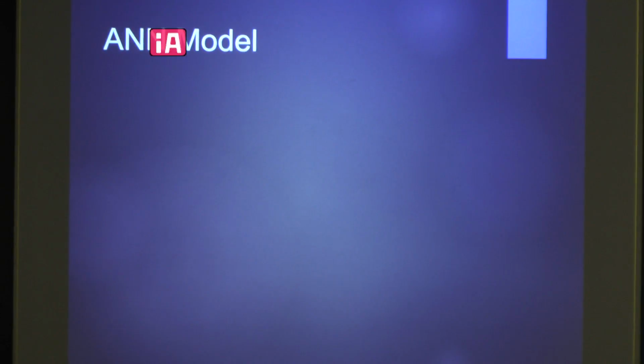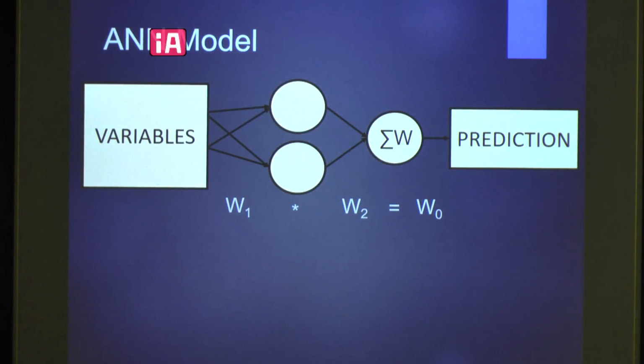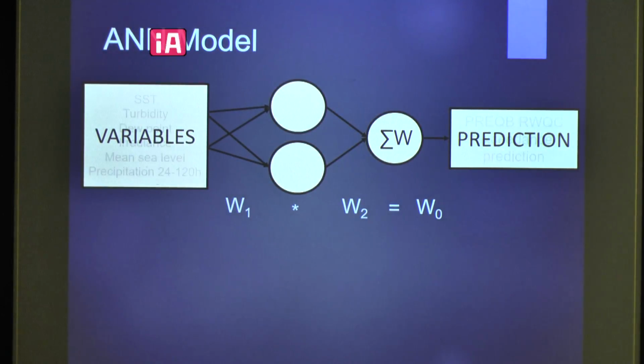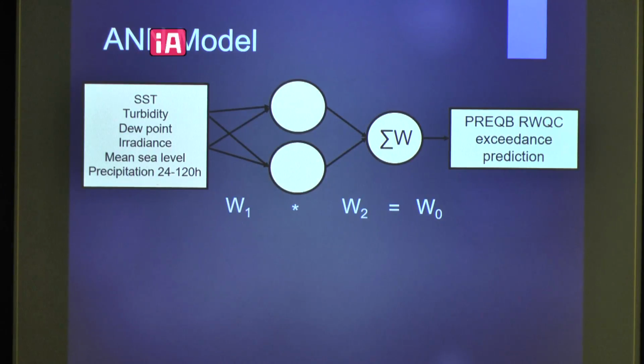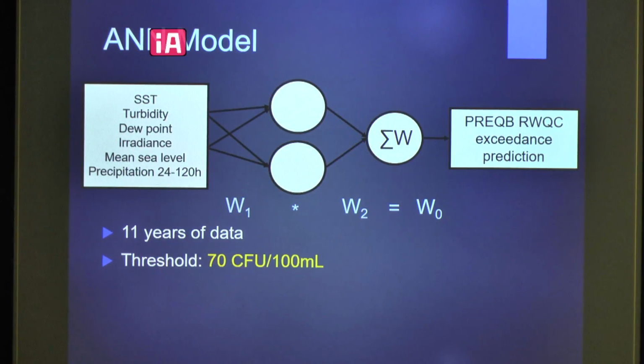In terms of the artificial neural network model, this is the same structure that I showed you earlier. If I populate all of these variables into my model, we have sea surface temperature, turbidity, dew point, irradiance, mean sea level, and in this case, I use cumulative precipitation from 24 hours up to 120 hours. Our predictions are exceedances, which are the culturable enterococci exceedances, meaning identifying when they were above a set threshold. For this part of the project, I had 11 years of data. The threshold was the 70 colony-forming units identified by the EPA that suggests a public health concern.